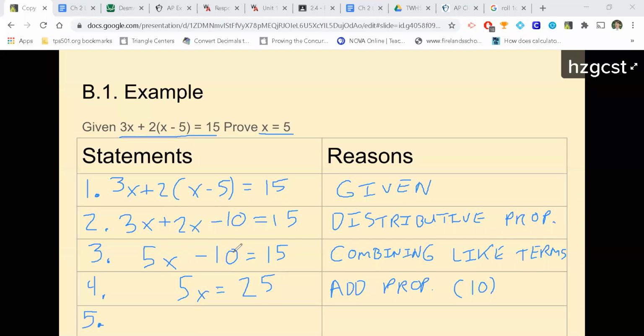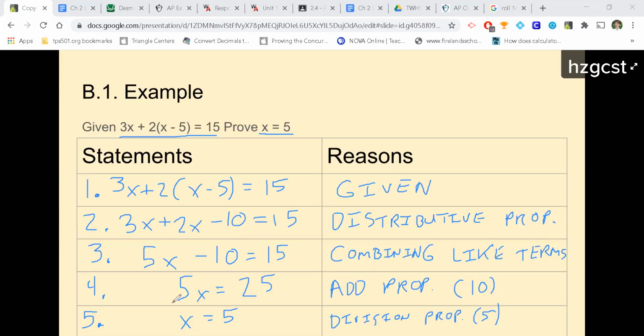Last thing I would do to get x by itself and get rid of this multiplying by 5 is to use the division property of equality. And I would divide both sides by 5 to get me x equals 5.